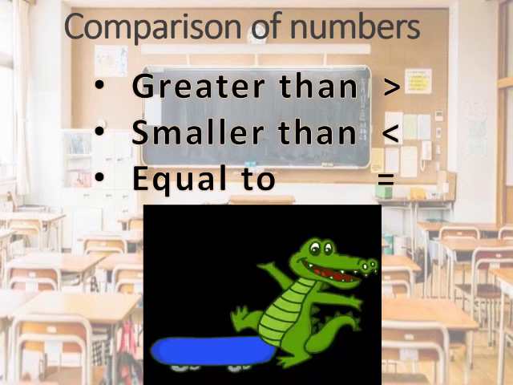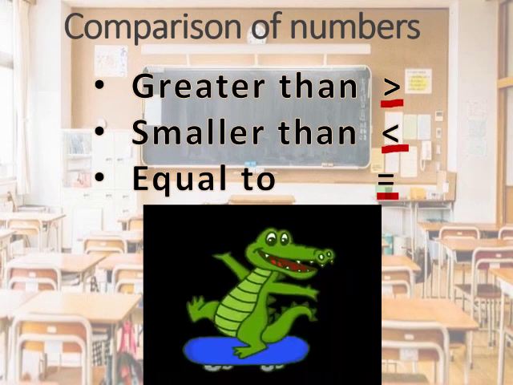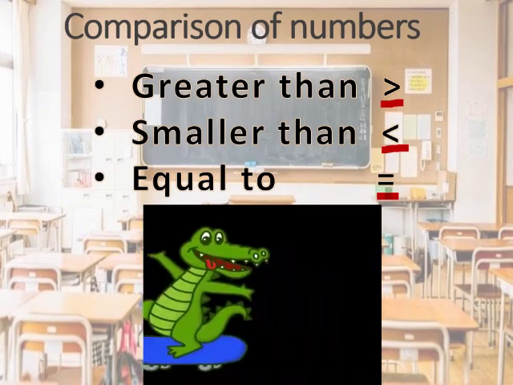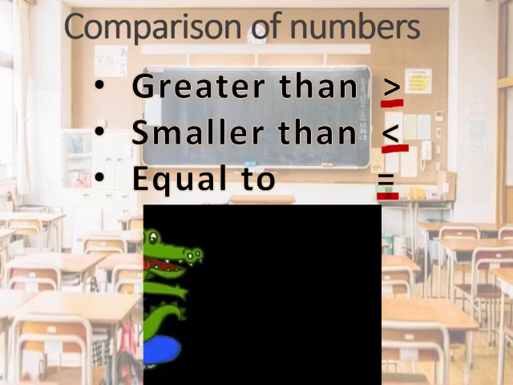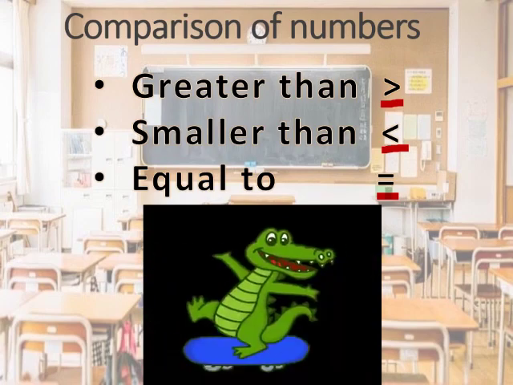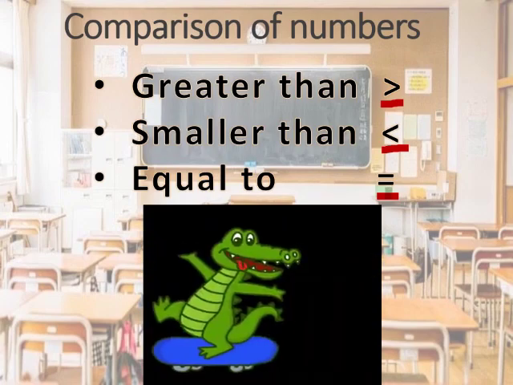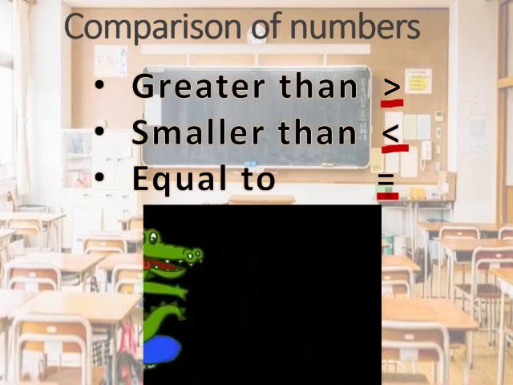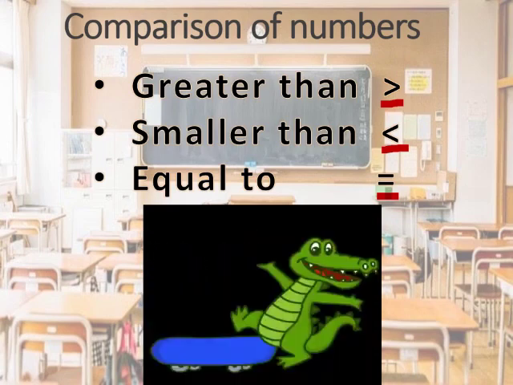Do you recall these symbols? This is the greater than symbol, and the next is the smaller than symbol. And the last is the equal to symbol. We will understand these symbols with the story of an alligator. The alligator always used to open his mouth wherever he found a bigger number. He used to open his mouth and eat it up.